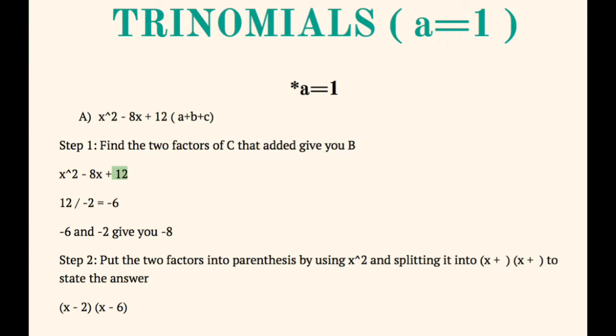Step 2. Put the factors into parentheses by using x to the power of 2 and split it into x plus something and x plus something inside parentheses to state the answer. So the final answer would be open parentheses x minus 2 close parentheses, open parentheses x minus 6 close parentheses.